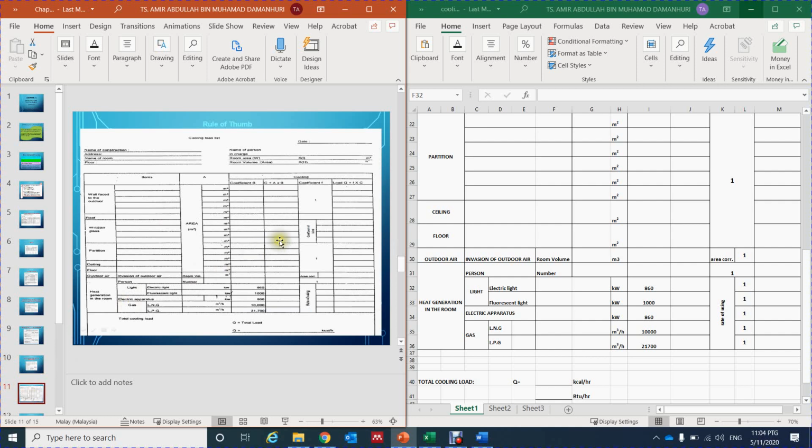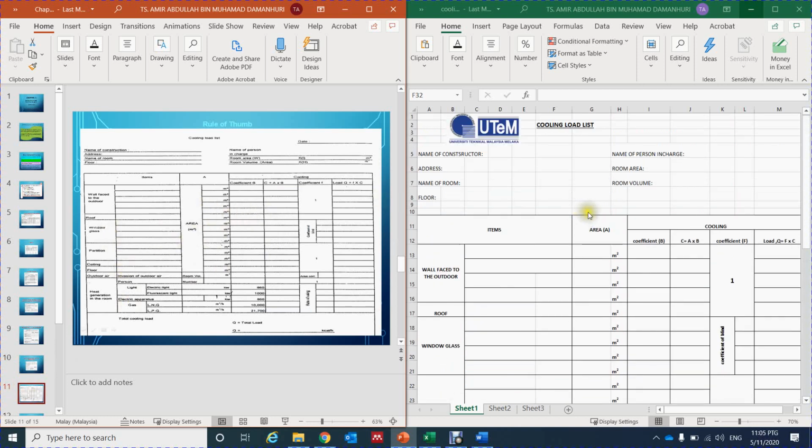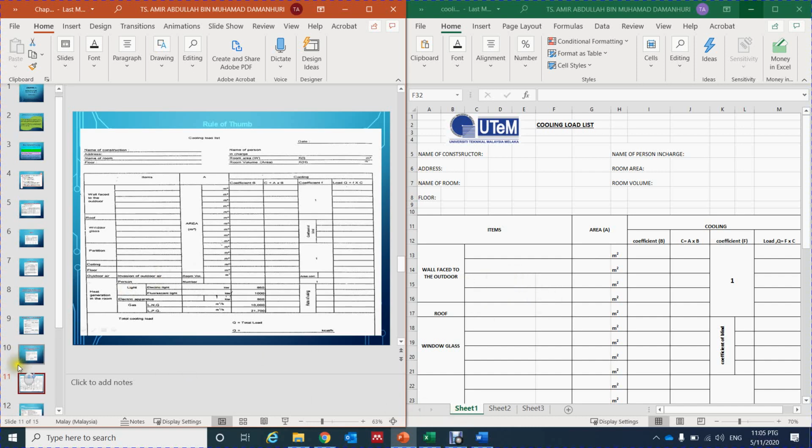So actually, if we are having face-to-face class, we will be using the form put here like this, but I've converted it into Microsoft Excel so it is easy for you guys to do the calculation using Excel. So let us begin with the example afterwards.